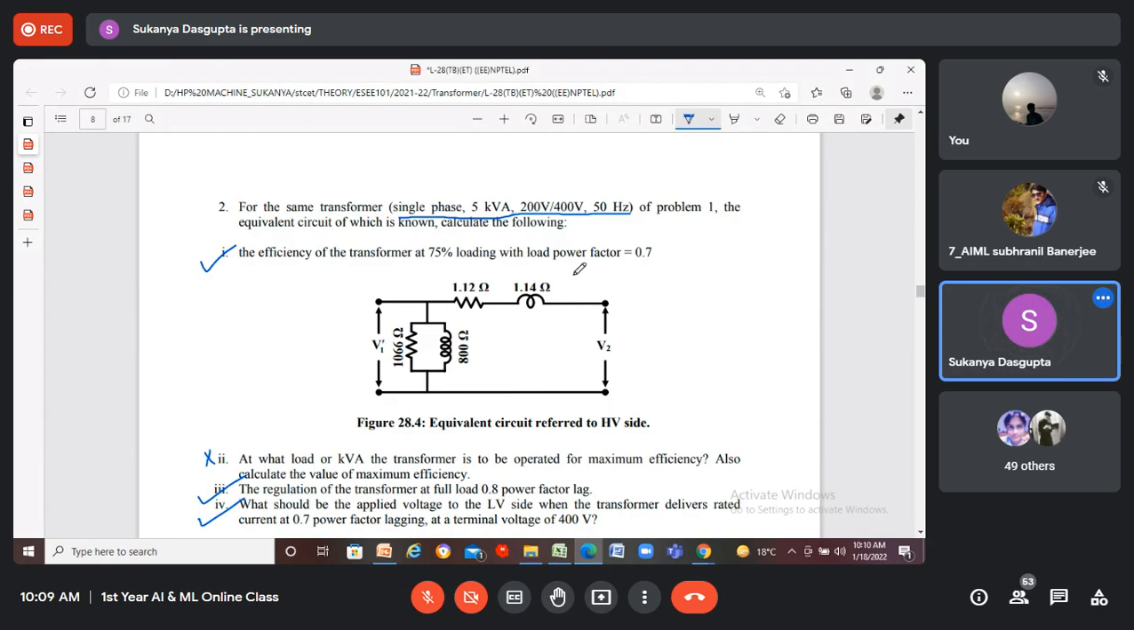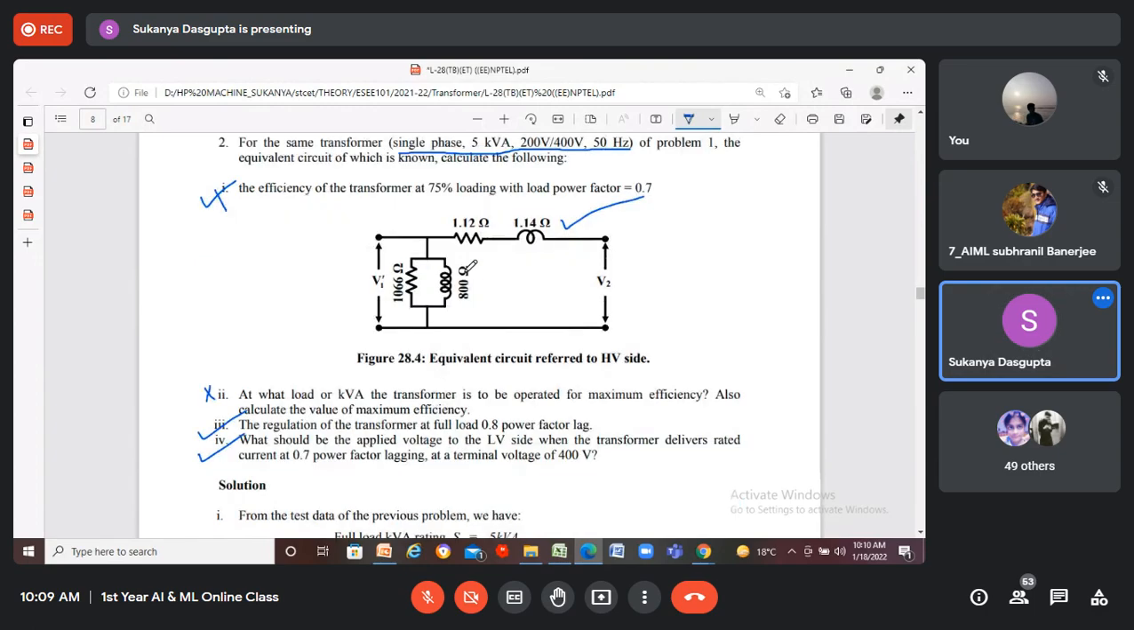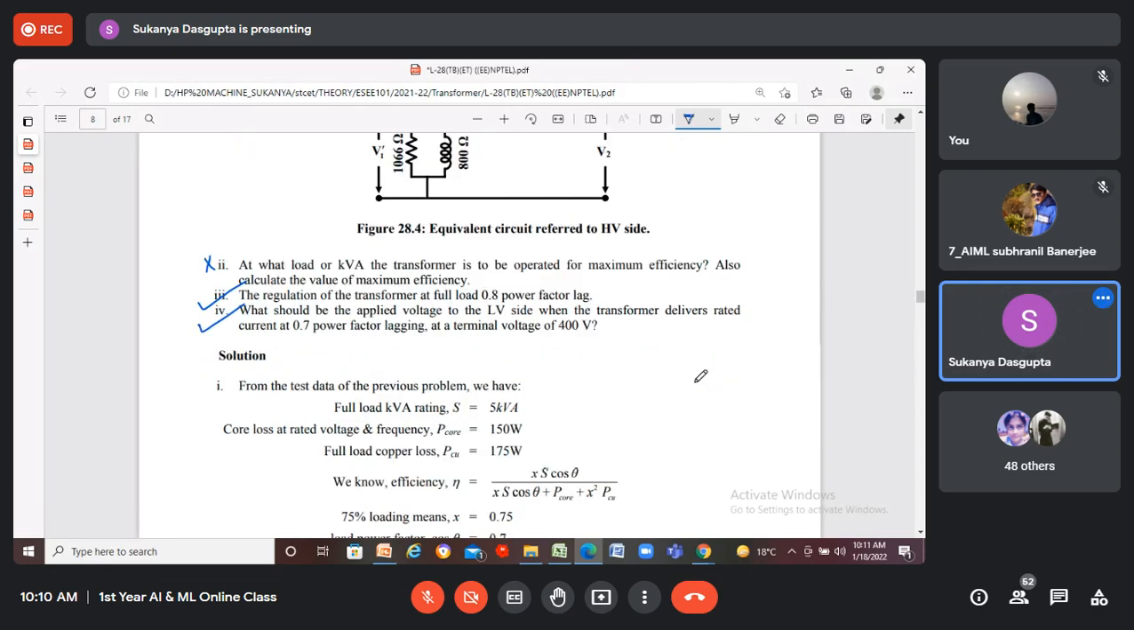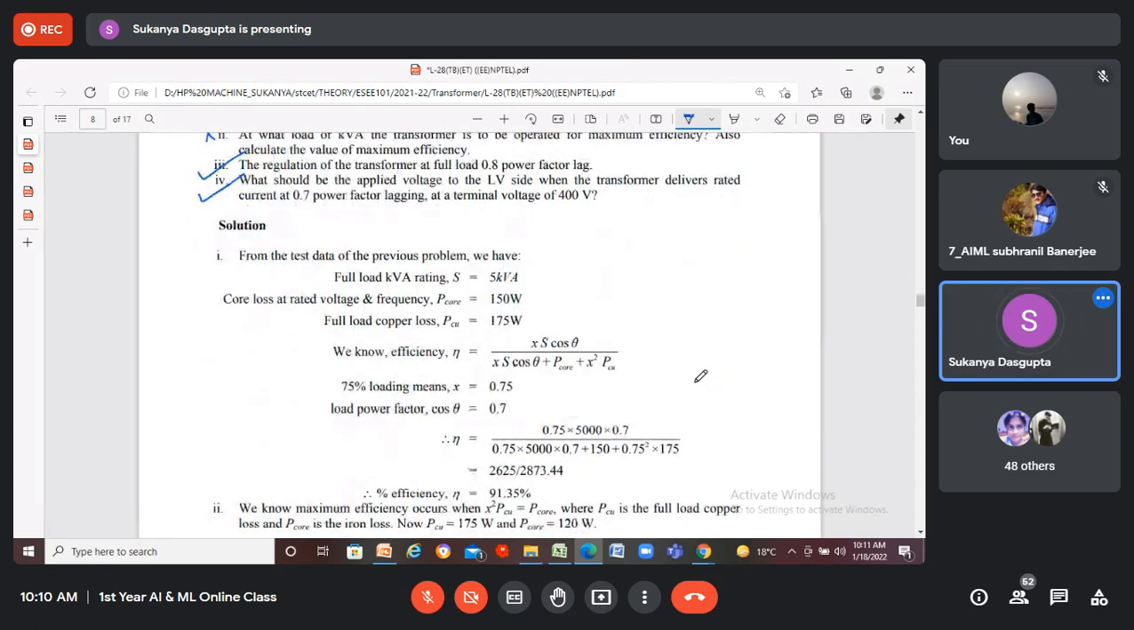Okay, and this is the equivalent circuit. You have to find out... Also, skip this part. You haven't learned efficiency yet. So find out the regulation of the transformer at full load 0.8 power factor lag, and calculate the value of applied voltage to the low voltage side when the transformer delivers rated current at 0.7 power factor lagging at a terminal voltage of 400 volt.